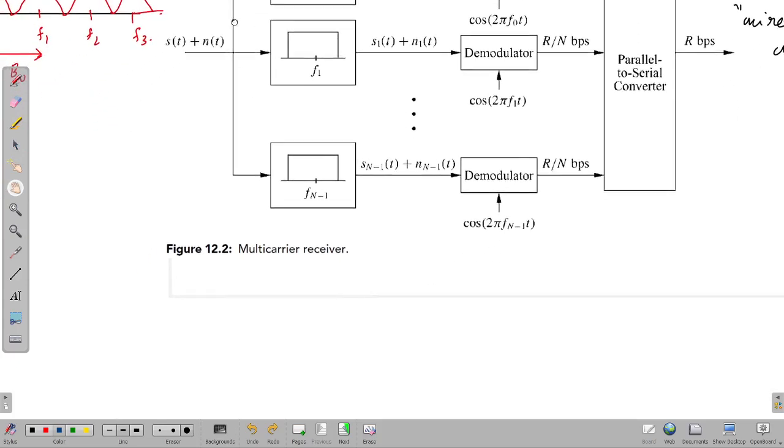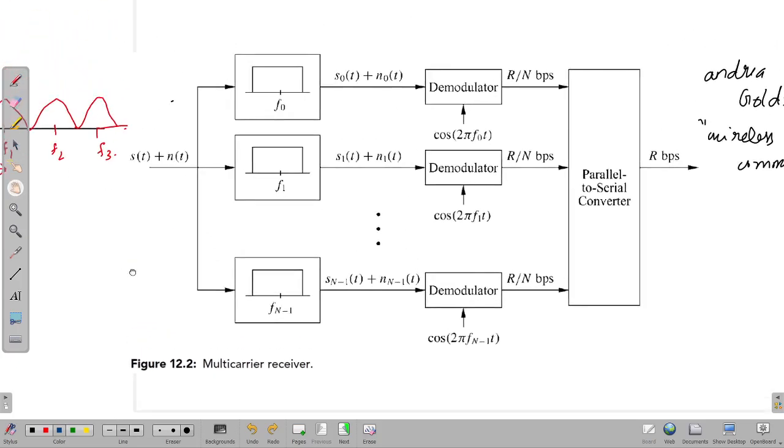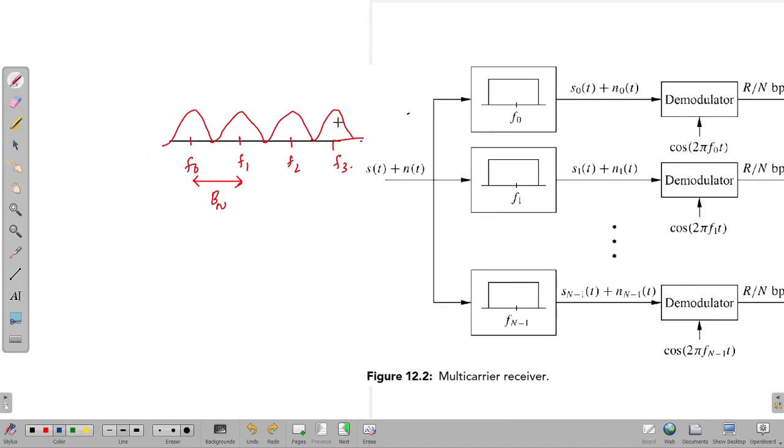Now, in practical implementation, you would see what is the total bandwidth of this particular transmission technique. What is the total bandwidth consumed? Let us see about that.